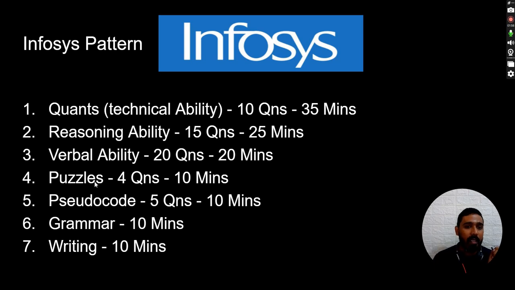The next one is puzzles: 4 questions and 10 minutes. Here you can lose time very easily. If you are stuck on one of the puzzles and you waste 4 to 5 minutes, and suddenly you see that you did not get the answer but have lost 4 minutes, that means in the remaining six minutes you have to solve the remaining questions, and you're not getting it. It's a whole lot of pressure.